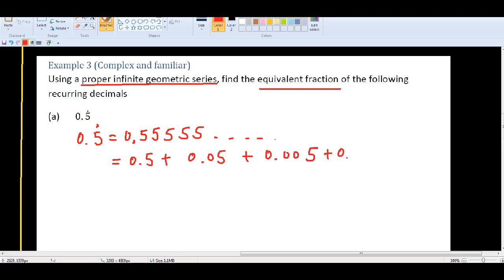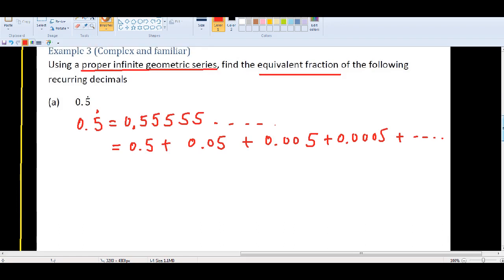Okay, let me write one more. Could you see that if we write like this? How about the first four? When you just consider the first four, it becomes 0.5555, okay? And that goes on. So this one could actually represent that 0.5 recurring, right?